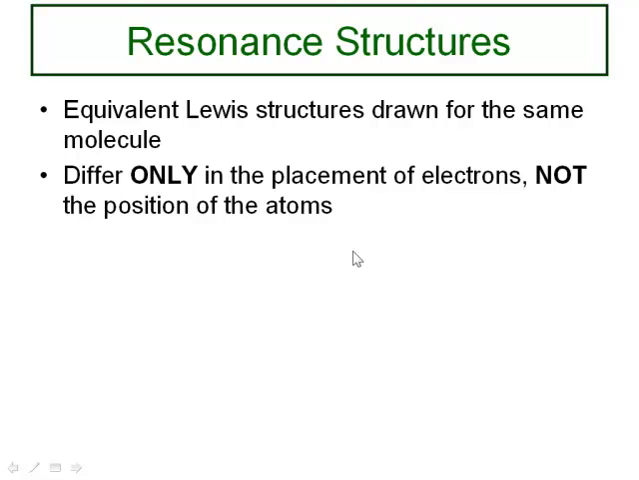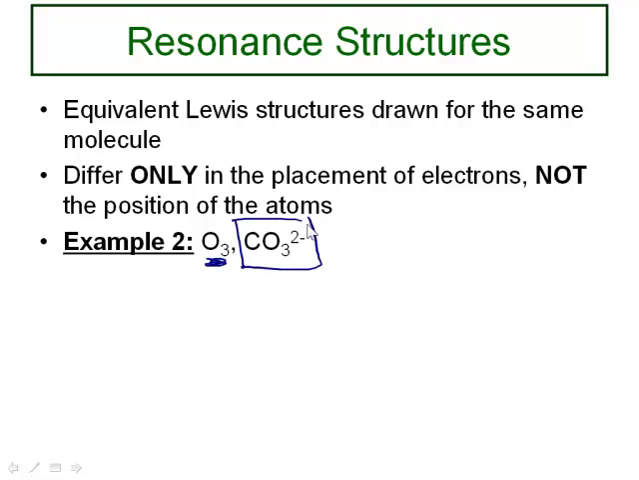It's only about the placement of the electrons that's different. Let me show you guys an example. We're going to skip ozone for right now and just look here at the carbonate ion.